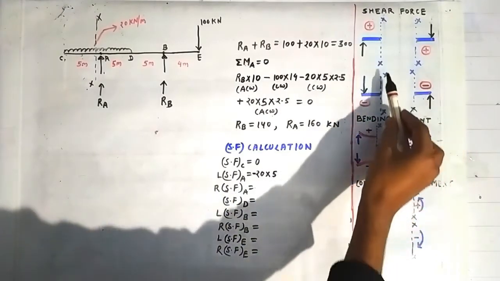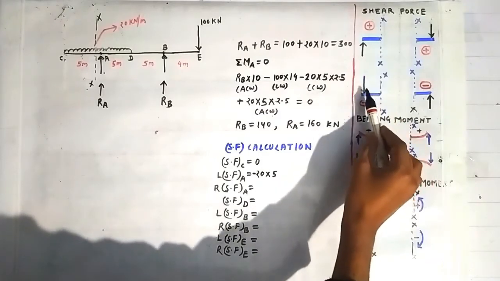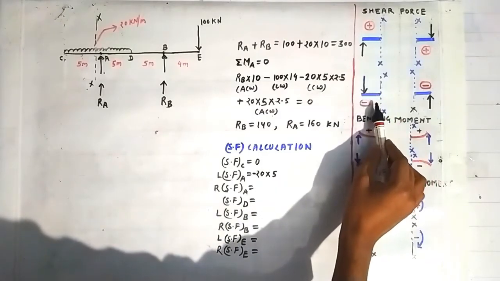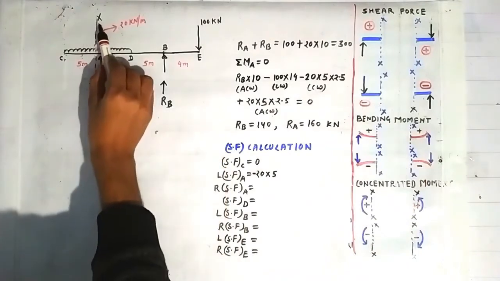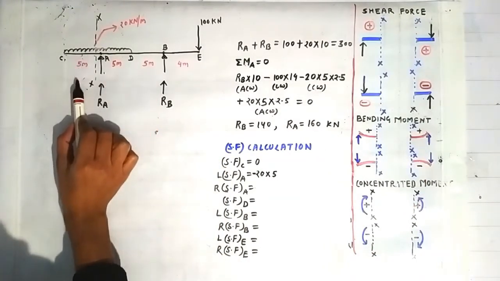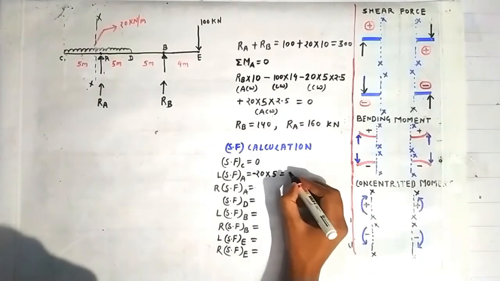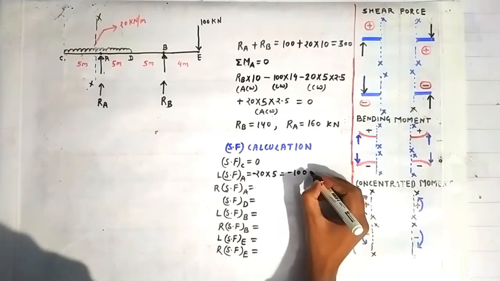negative sign, because this is the section XX, and if a load is acting on the LHS of this section XX and going in downward, then it can be treated as negative. Similarly, this is the section XX, and because of this UDL there will be a load acting at the center which will go in the downward direction, so that's why treated as negative. So this will give us minus 100 kilonewton.